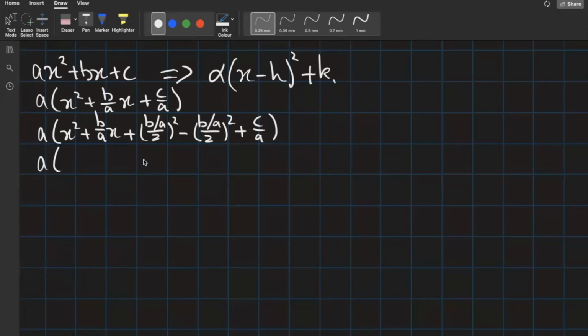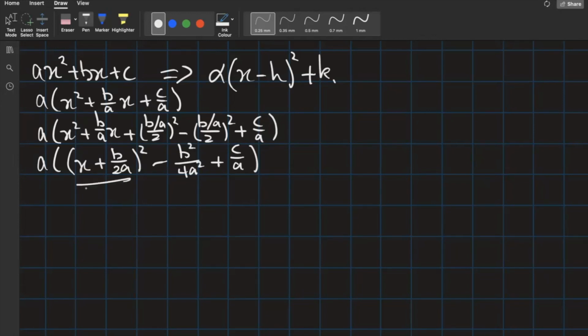So that's the next thing that we'll do. So we've got y is equal to a, and then we'll factorize these first three terms. And that factorizes nicely into x plus b over 2a, all squared. And then we've still got these two terms at the back, which we haven't done anything to. So we'll just leave them as is, except I'll simplify this term here so it's nicer to look at. So subtract b squared divided by 4a squared, and we still have this plus c divided by a.